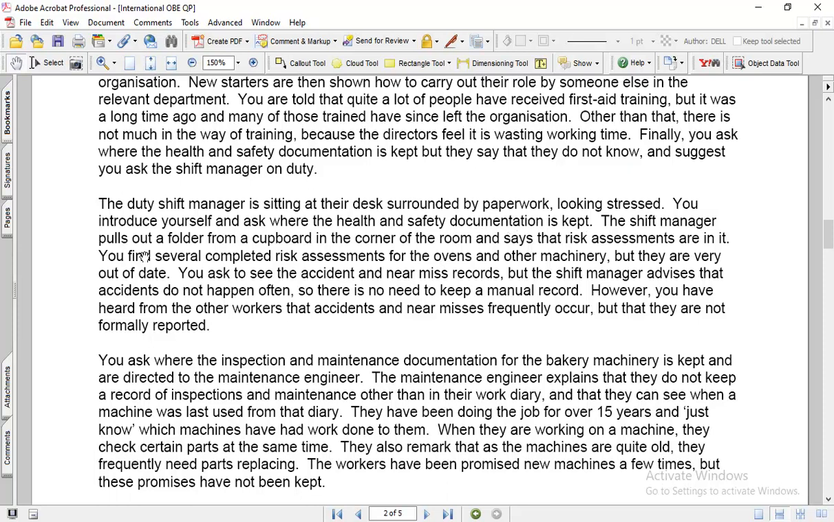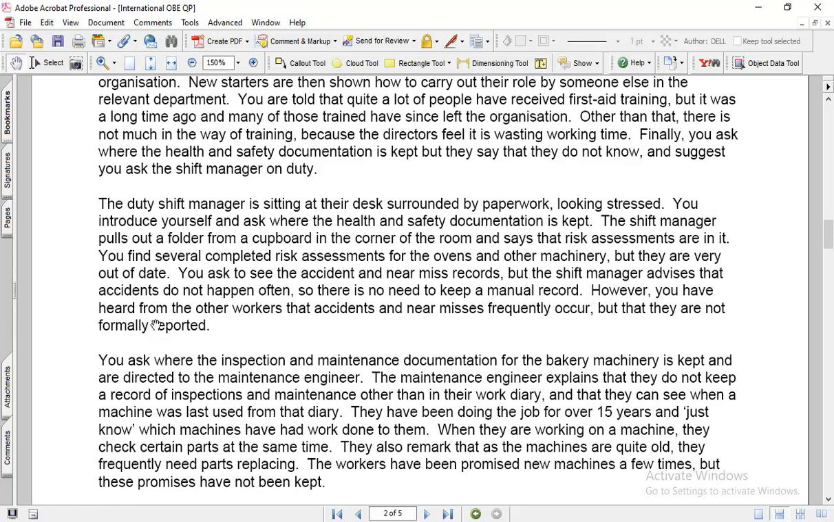The shift manager pulls out a folder from a cupboard in the corner of the room and says that risk assessments are in it. You find several completed risk assessments for the ovens and other machinery, but they are very out of date. You ask to see the accident and near miss records, but the shift manager advises that accidents do not happen often, so there is no need to keep a manual record.